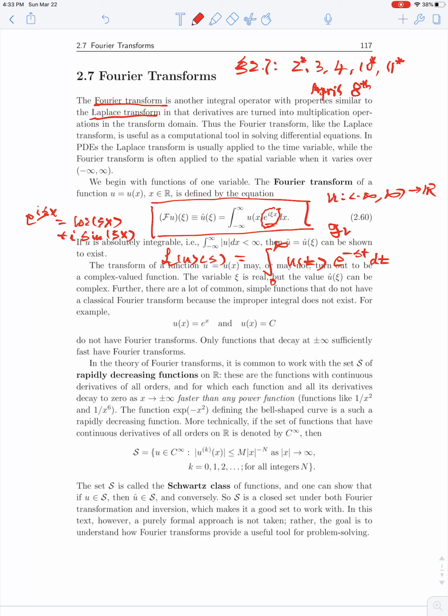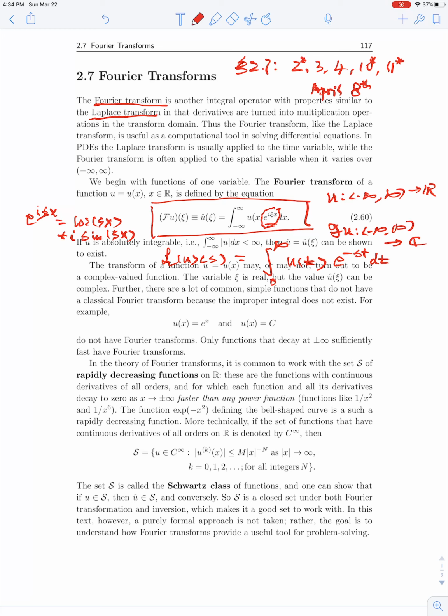After you do the Fourier transform, the function could still be defined from negative infinity to positive infinity, but it is necessarily a complex valued function. So that is one of the main differences. Now for this, not every function can be defined. You can have the Fourier transform defined.